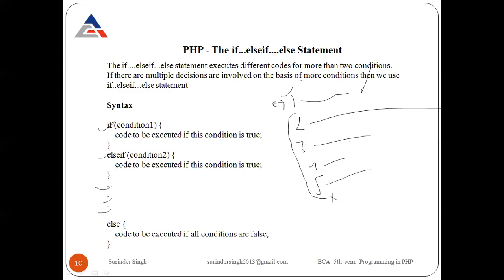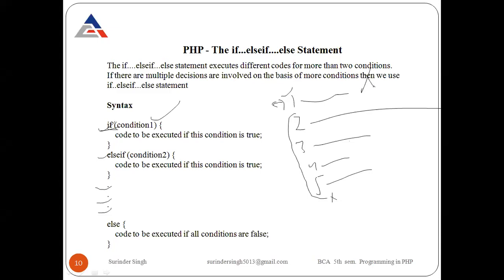Clear? Only one. From many choices, only one choice will be executed, or we can say from many conditions, only one condition will be executed if it is found true. Clear? And the rest are skipped. Now we will first check the first condition. We have written it in if. If it is true, then it will be executed and the rest are skipped.